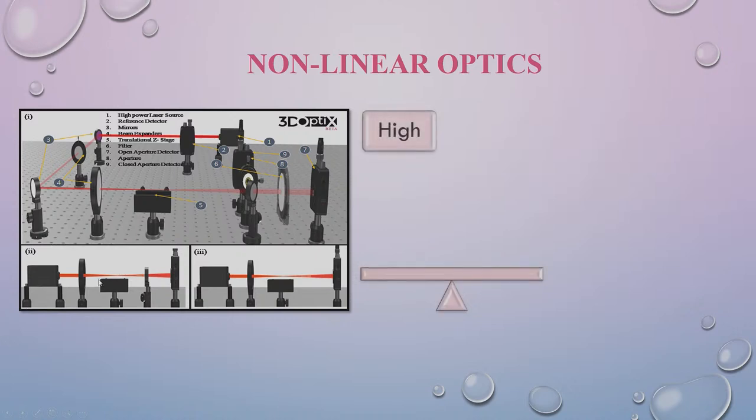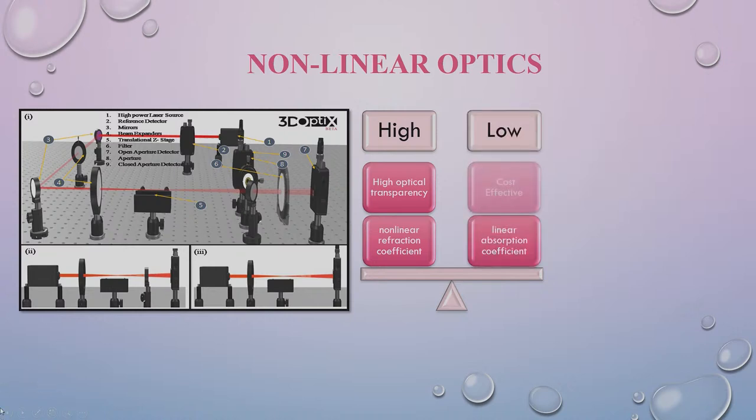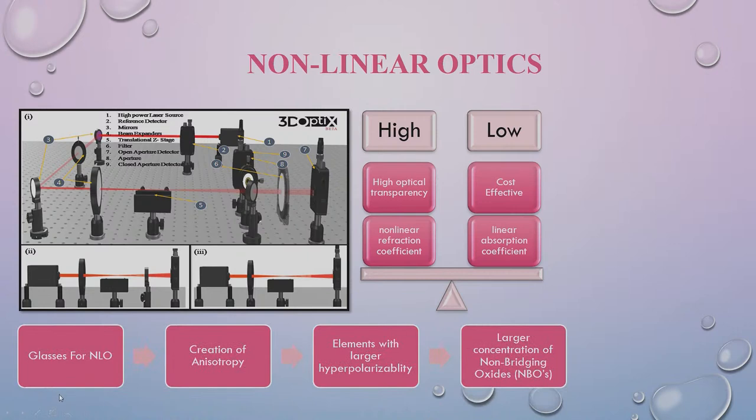Now, how do we choose nonlinear optical materials? Basically, any material I deal with in nonlinear optics should exhibit high optical transparency and must have a high nonlinear refraction coefficient. It should have a lower linear absorption coefficient, and the most important thing is, if I have to reach the market, it has to be cost effective. If you check the cost of barium borate crystals, they are highly expensive. Quartz itself is highly expensive compared to glass. So now, can I make use of glass and convert it into a nonlinear optical material? Is it possible? Because glass is a cost effective material. So, yes, it is possible. If I have to enable glass as a nonlinear optical material, the first challenge I have to address is to make it slightly anisotropic.